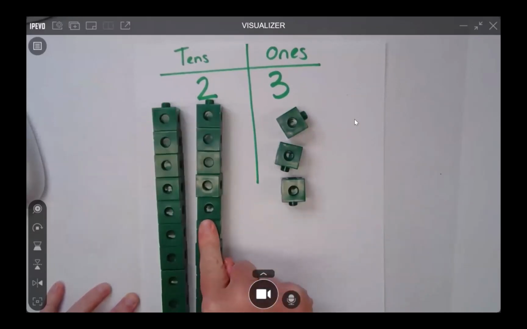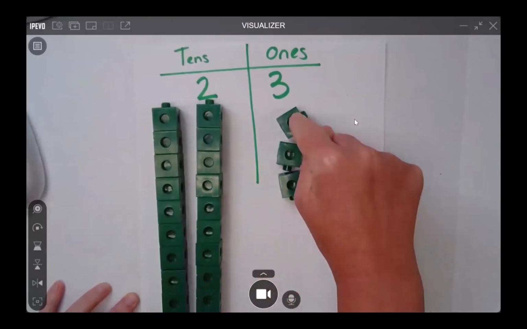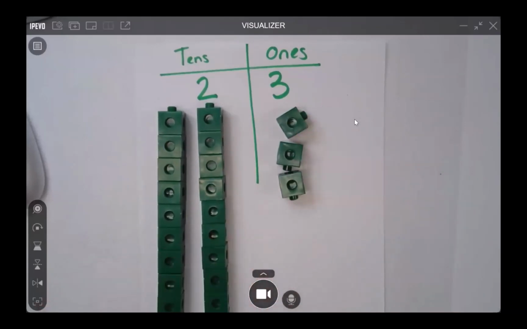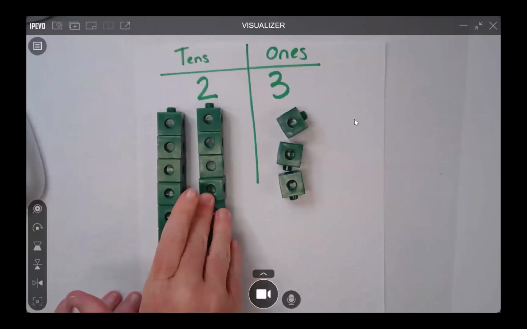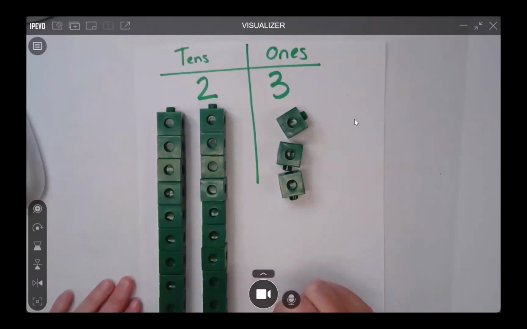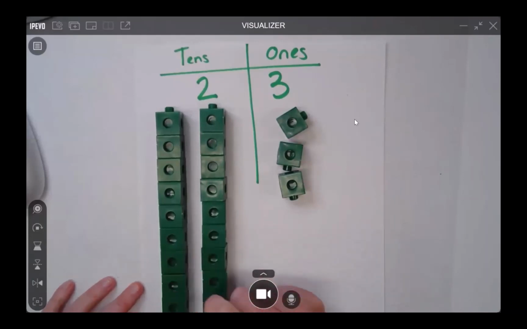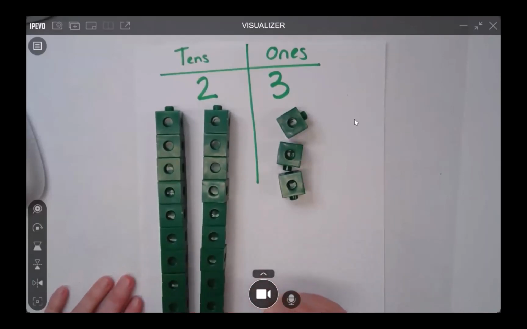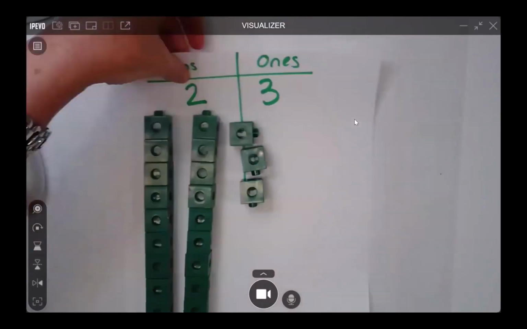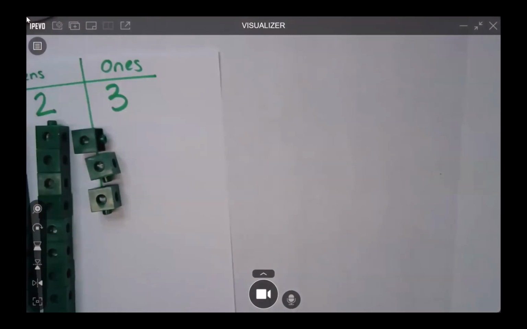10, 20, 21, 22, 23. Now, I know that snapping all these snap cubes together to make my 10s isn't the most efficient way to build the number 23 or to model the number 23. We have another manipulative that we can use called a base 10 block. So let me slide this over to the side and show you a little bit about a base 10 block.